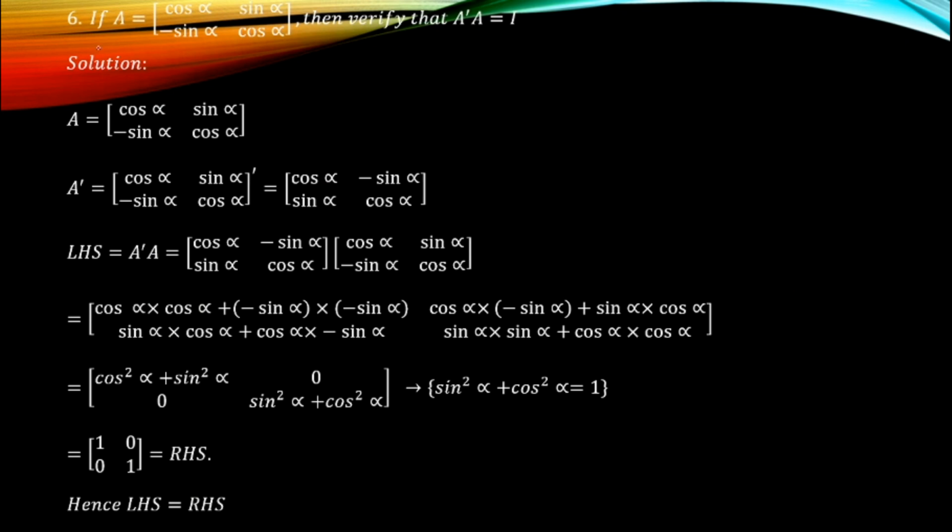Next, here we have another question. If A equals cos alpha, sin alpha, minus sin alpha, cos alpha. This cos alpha sin alpha matrix is found in every exercise. Then verify that A dash A equals I. Solution. First we write the given, then find the transpose of A because we need it, right? Then find the product. Okay, so this is the transpose. When you find the product, what do you get?